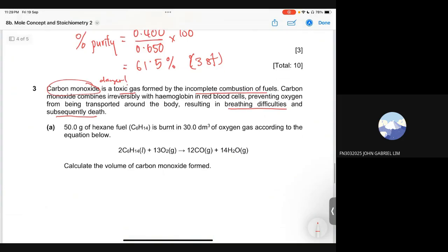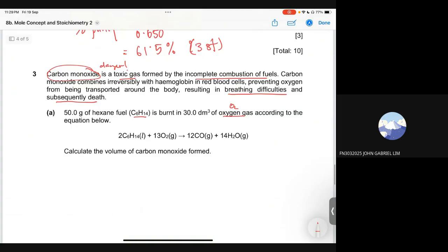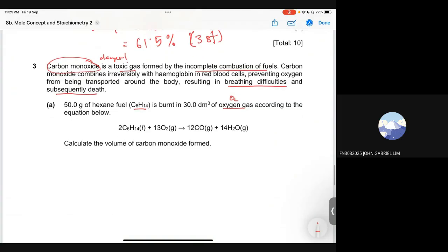Now they say 50 grams of hexane fuel, C6H14, is burned in 30 dm cubed of oxygen gas, which I know is O2, according to the equation below. So they very nicely wrote the balanced equation for you. They ask, what is the volume of carbon monoxide formed? So you realize they give me hexane, which is reactant 1. They give me oxygen, which is reactant 2.